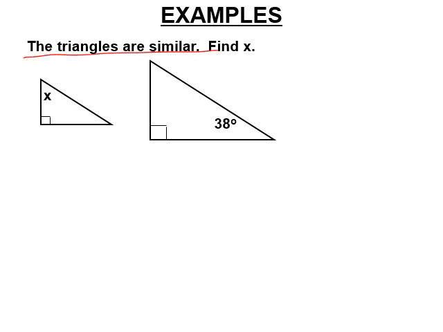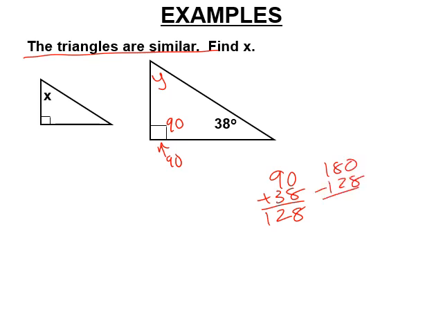Find x. So that's 90. So let's call that y. You can find y first. Pause. So I said they're similar. So you can eyeball it that this is the 38, right? And that one must be the 52, right? If the triangles are similar, the angles have to be the same.